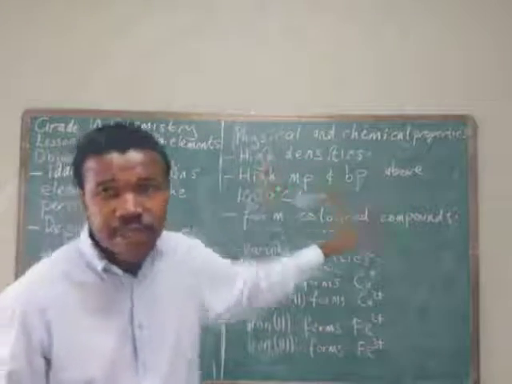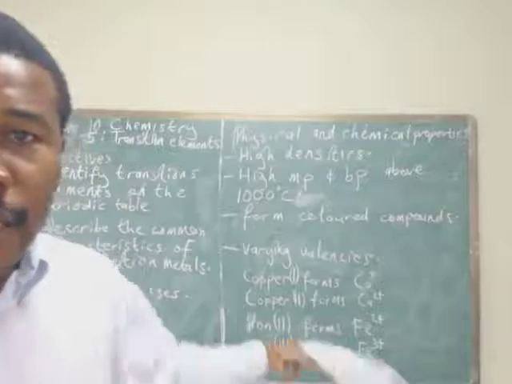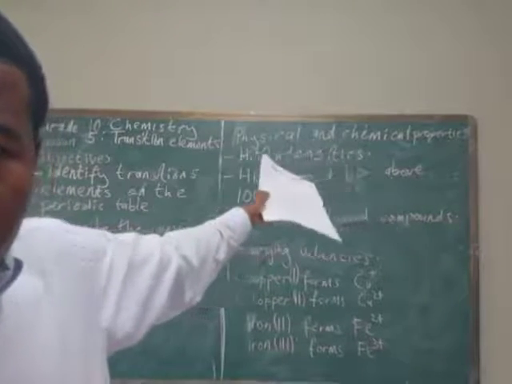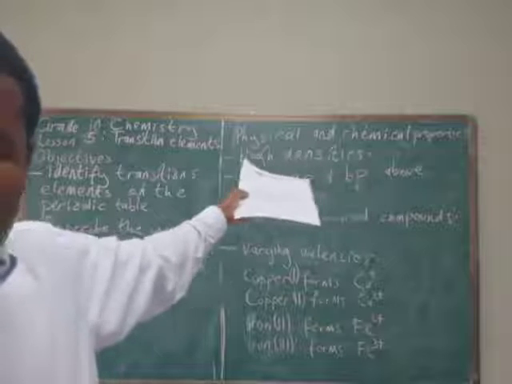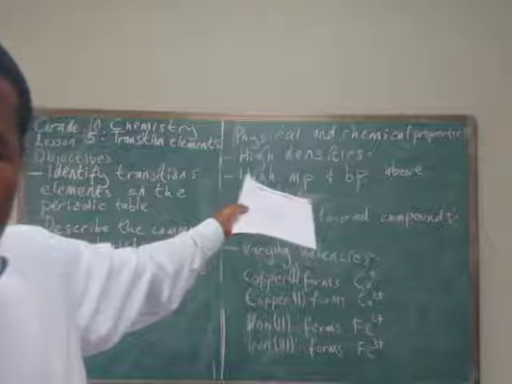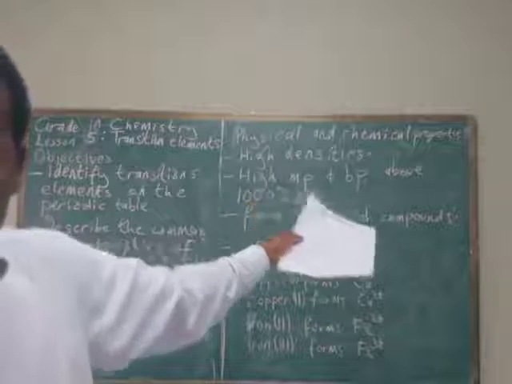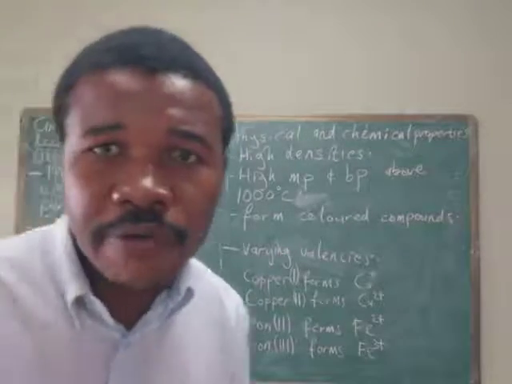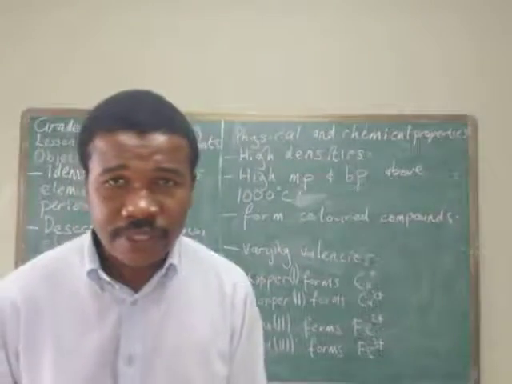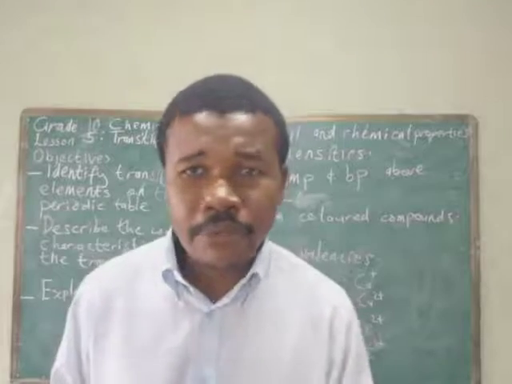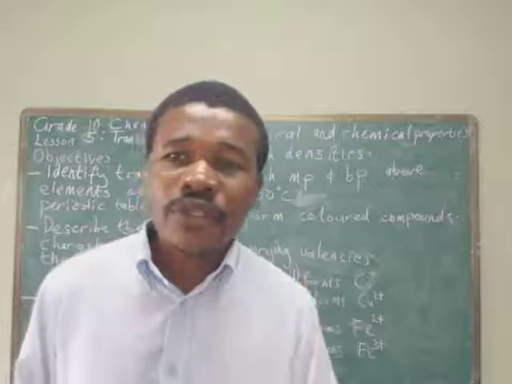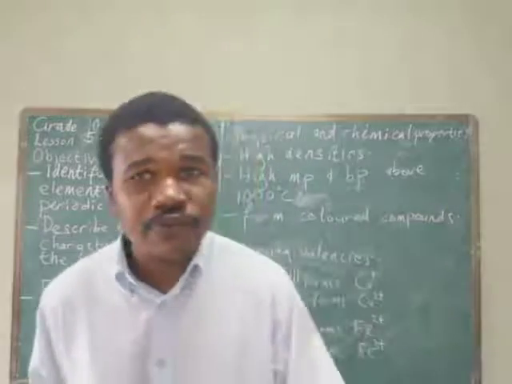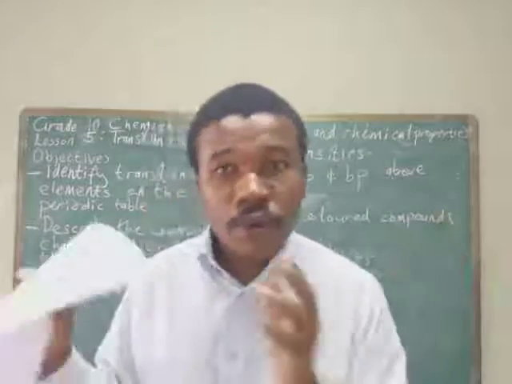If we look at their properties, we'll find that these transition metals have a high density, and a high melting point and boiling point of above 1000 degrees Celsius. High melting points, high boiling points, high densities, these are characteristic of metallic substances. If you remember, when we were in grade 9, we looked at metals.